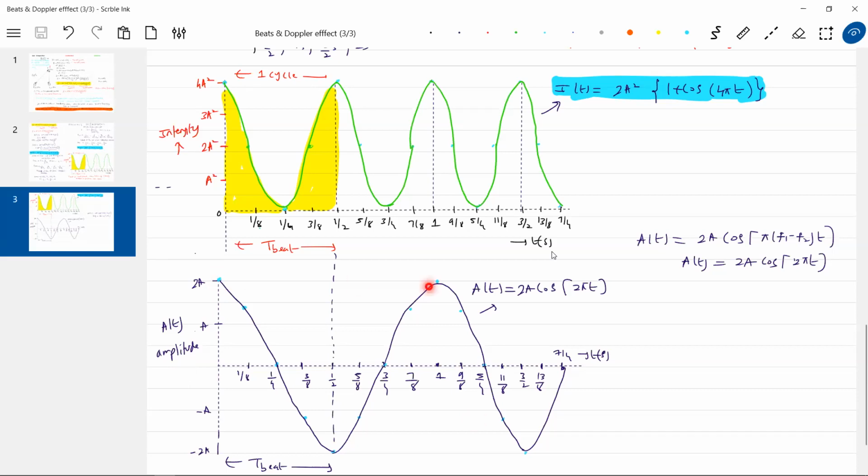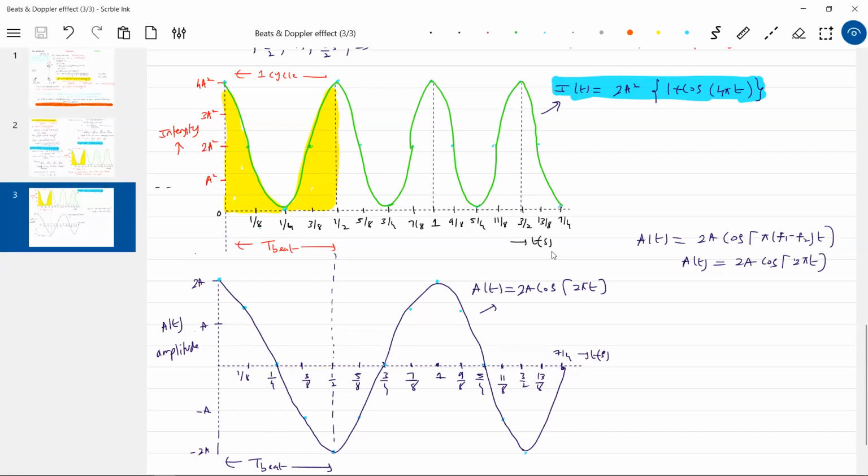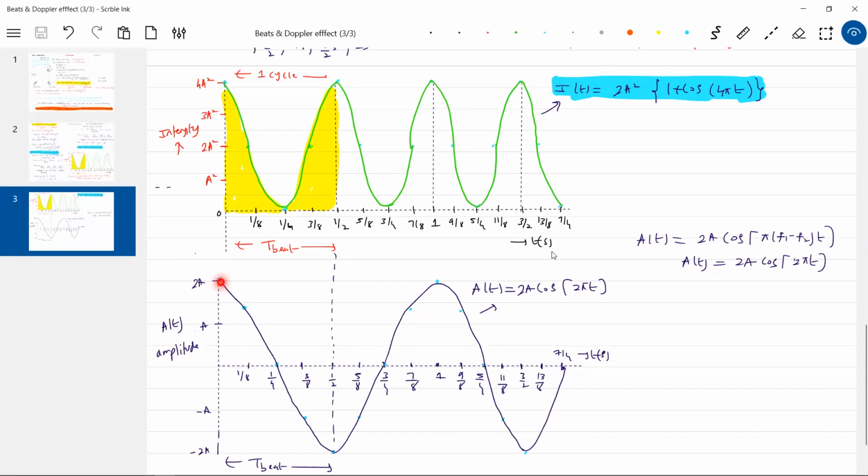Here, this is not one cycle. Actually, this is for the signal. For the y displacement of a given signal, this is one cycle here. But in the amplitude versus time graph, what you should do is take the distance between the positive peak and the negative peak. That time interval is the beat period. The reciprocal of the beat period will be the beat frequency.